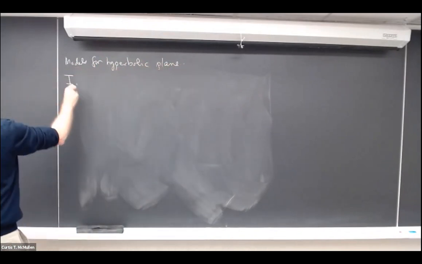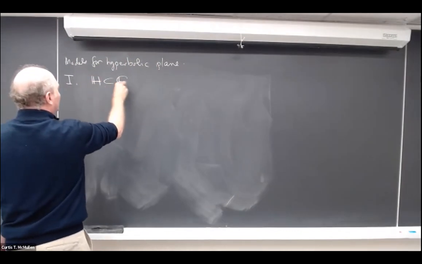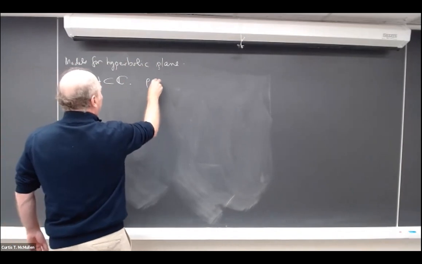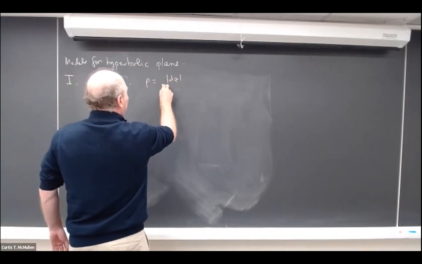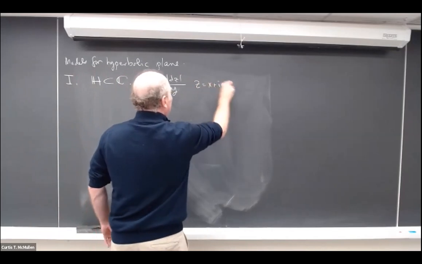And the first one, which we discussed last time, was the upper half plane contained in the complex numbers with the metric, Euclidean metric divided by y, where z is x plus iy, y is the imaginary part of z.